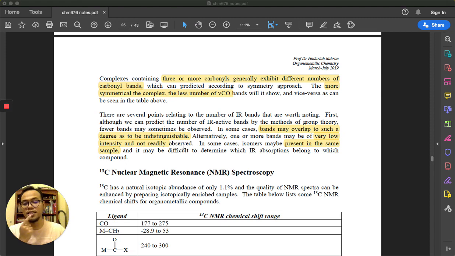So the second one is in terms of intensity. If it's not polar enough, the intensity of the peak will be much lower, so it will be difficult for us to tell whether this is a peak or not. But despite all these, normally we can always do the characterization for our organometallic compounds.